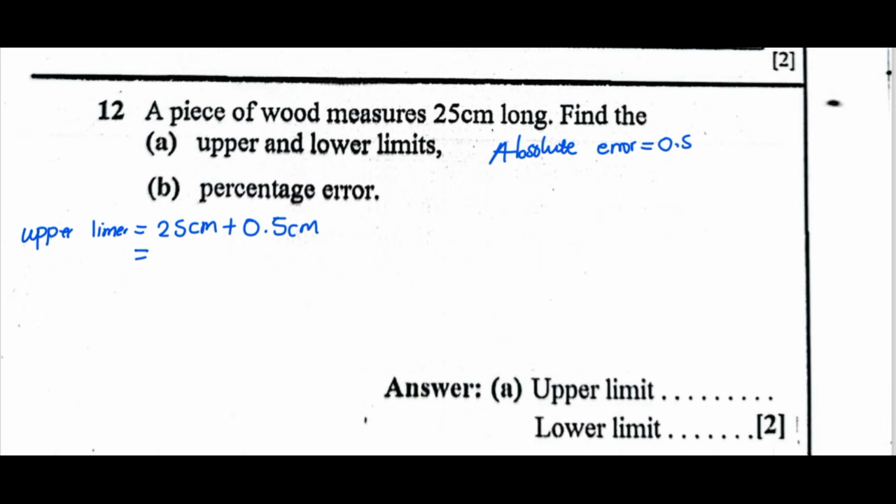So now how do we add numbers in Paper 1? You do this: 25 plus 0.5. Here we need to have a decimal, then 0. You need to make sure that the decimals are in a straight line. So 0 plus 5 is 5. Here 5 we have 2. So our final answer is 25.5 centimeters.